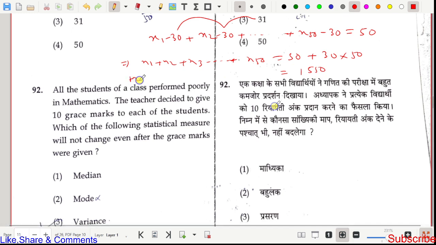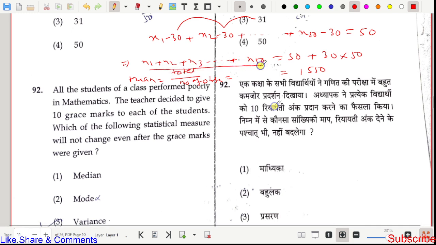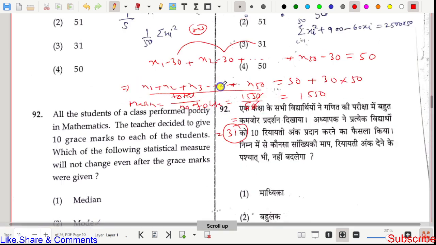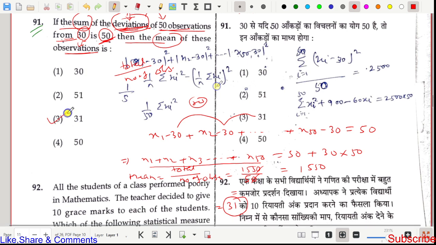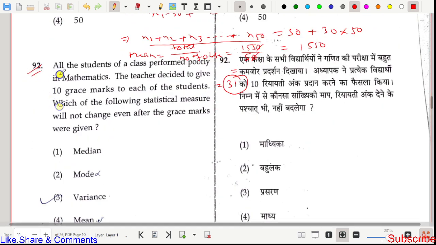Now we have to find the mean. How do we get the mean? Total divided by number of observations. The total, x1 plus x2 plus x3 up to x50, we got as 1550, and the number of observations is 50, so we divide by 50. If we divide it, the zeros cancel out, 5 threes are 15, and 5 fives are 5. So we get the answer 31. The mean of the observations will be 31. The third option is our correct answer. Clear? So next question, question number 92.